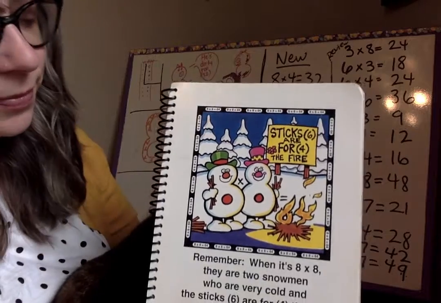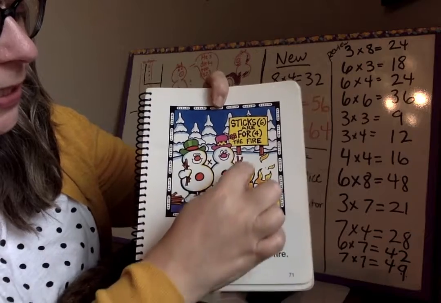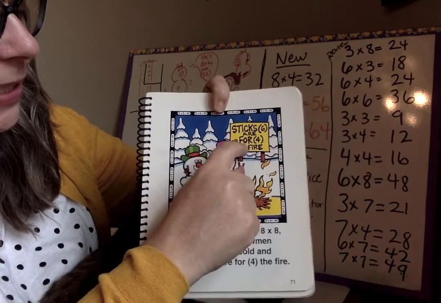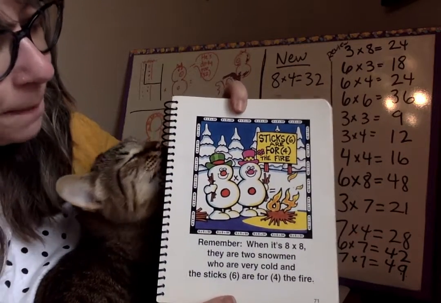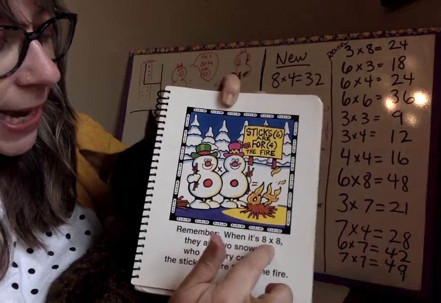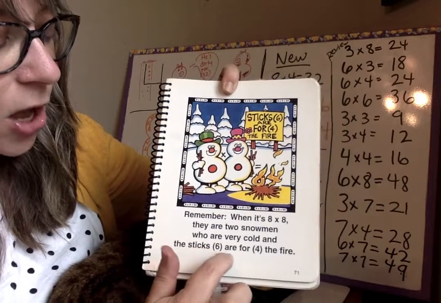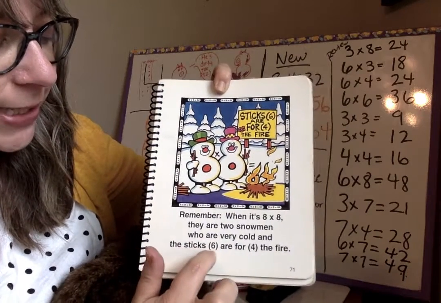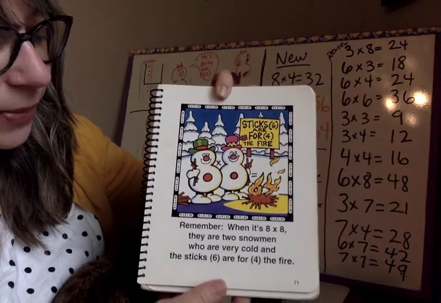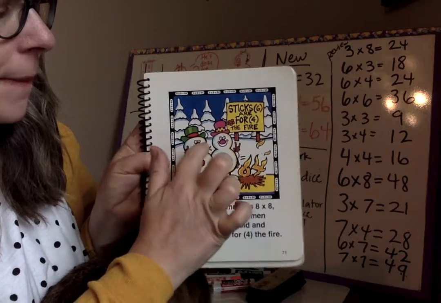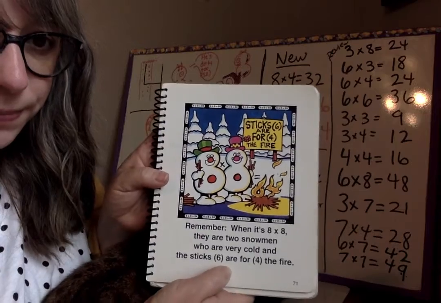So, here it is. 8 times 8 equals 64, as in sticks are for the fire. Remember, when it's 8 times 8, they are 2 snowmen who are very cold, and the sticks are for the fire. So the 6 sticks are for the number 4, the fire. So 8 times 8 equals 64.